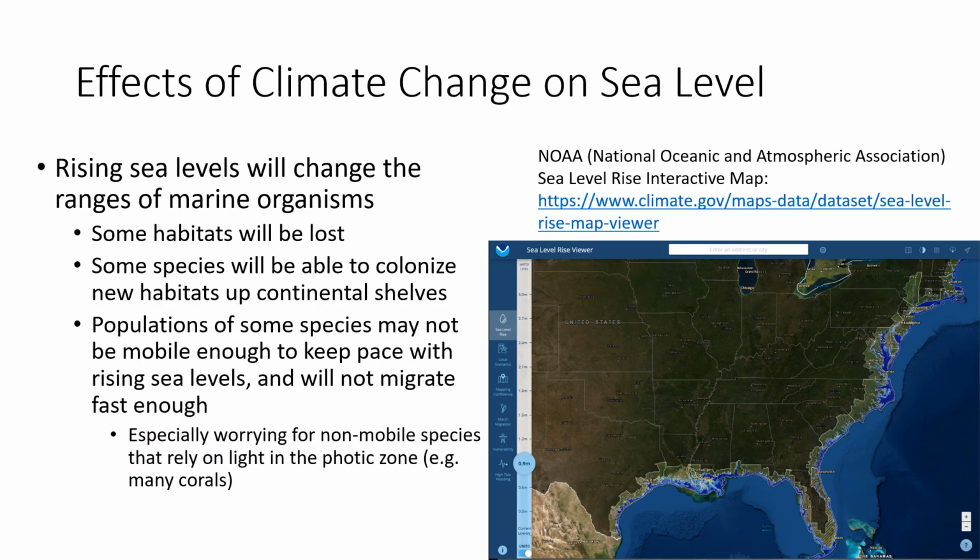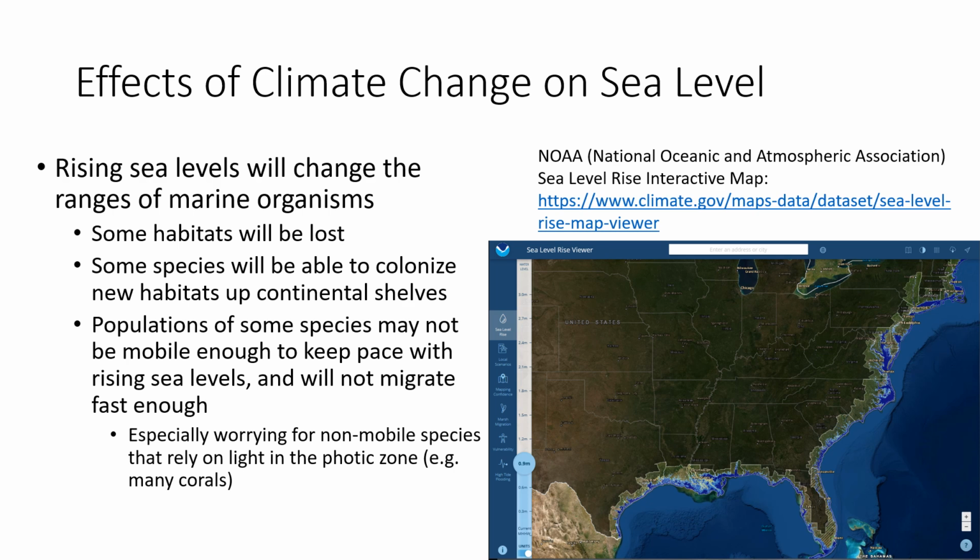And then this is going to have effects in the United States as well. Obviously, the United States has an extensive coastline, and many of our major cities are along the coast. Think Baltimore, New York, Boston, Houston, Miami, all of those coastal cities will be impacted by rising sea levels. Additionally, habitats will be lost. Some species may not be able to colonize new habitats up the continental shelf. So as the sea level goes up, you may have some species colonizing that new inundated land and actually having more or new habitat.